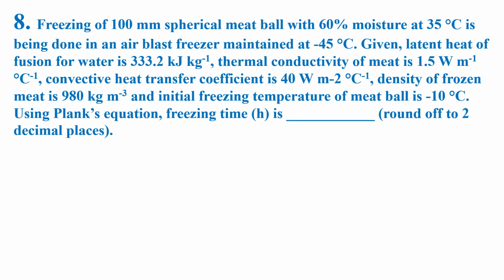Meatball with 60% moisture, 35 degrees Celsius, is being frozen in an air blast freezer which is maintained at minus 45 degrees Celsius. Now it is given that latent heat of fusion of water is 333.2, thermal conductivity is 1.5, convective heat transfer coefficient is 40, and density is 980 kg per meter cube. And initial freezing temperature of meatball is minus 10 degrees Celsius. We have to use the Planck's equation and calculate the freezing time in hour and round it off to 2 decimal places. First, what are the things given?